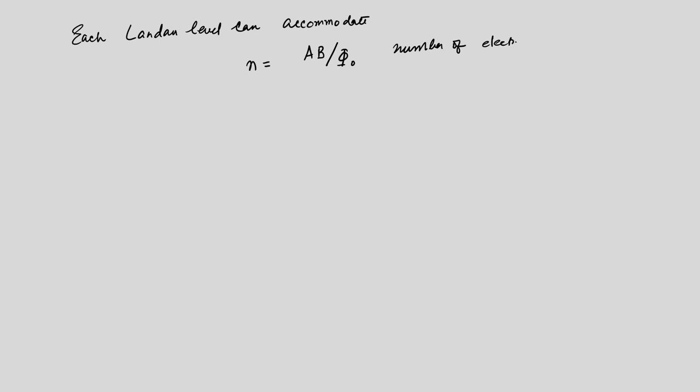This you have seen earlier, where A is the area of the sample, B is the external magnetic field, and phi 0 is the quantum of flux, which is equal to h over e. And now say you are talking about the filling fraction, let's write it by nu.